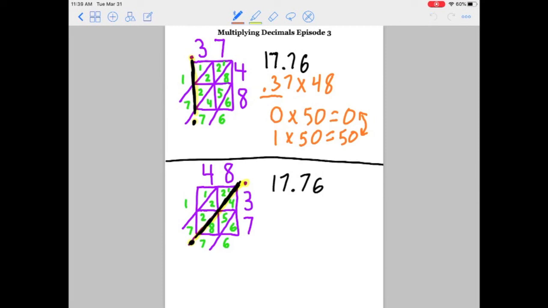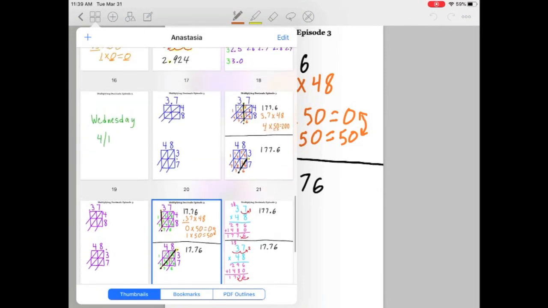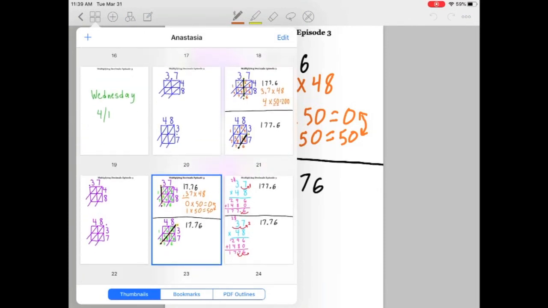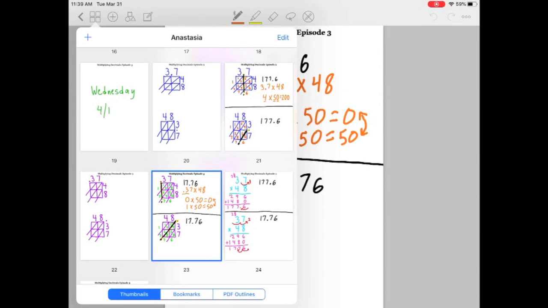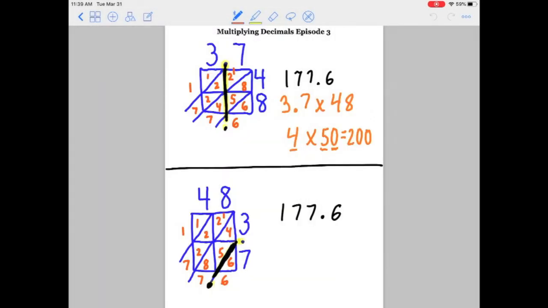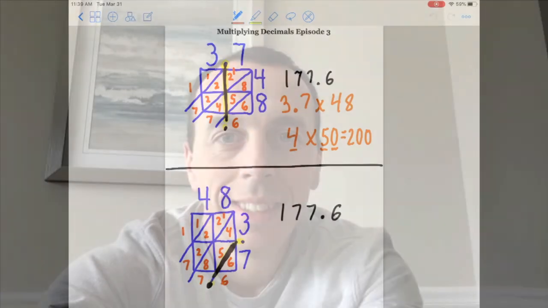So that's multiplying decimals episode 3. I did it in several examples of the lattice method and the US traditional method. We also reviewed the rounding portion, making your estimates. If you guys have any questions, please rewatch the video or send me a message on our Google Classroom.